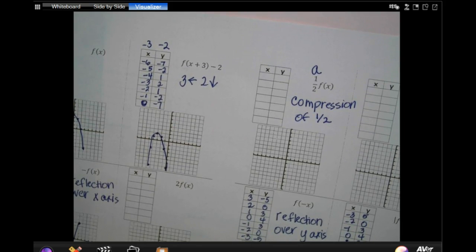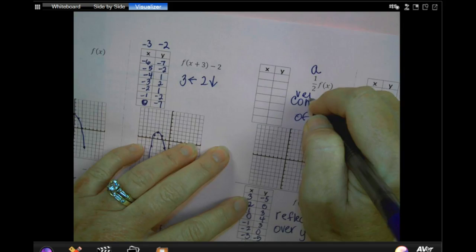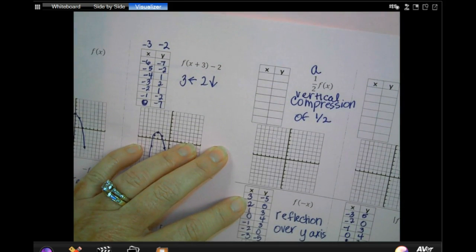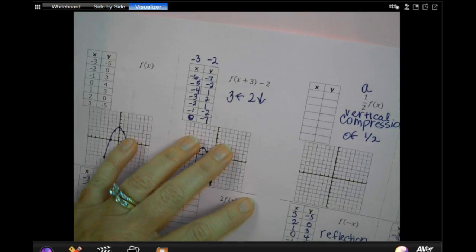All right. So which column am I doing, X or Y? Y. So is Y horizontal or vertical? Vertical. So this is a vertical compression. And I'm going to multiply the Y values times 1/2. And the X's aren't going to change.